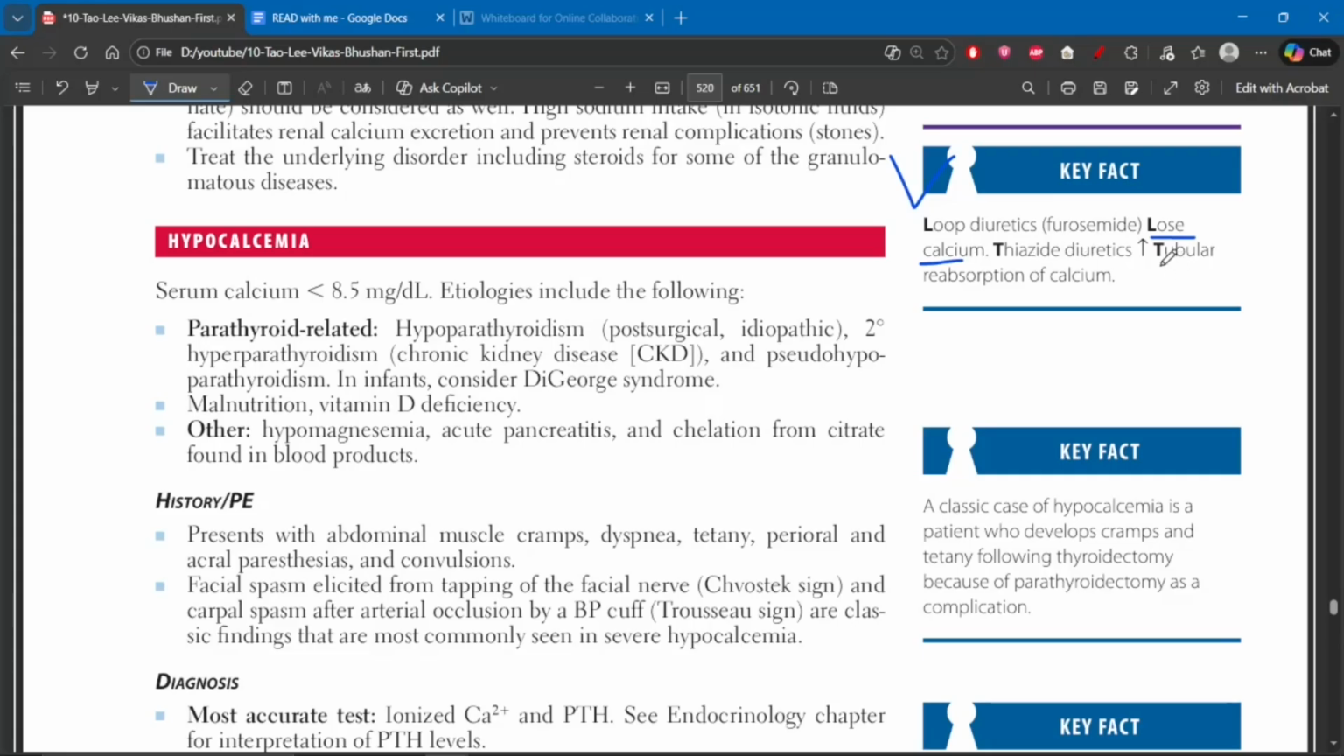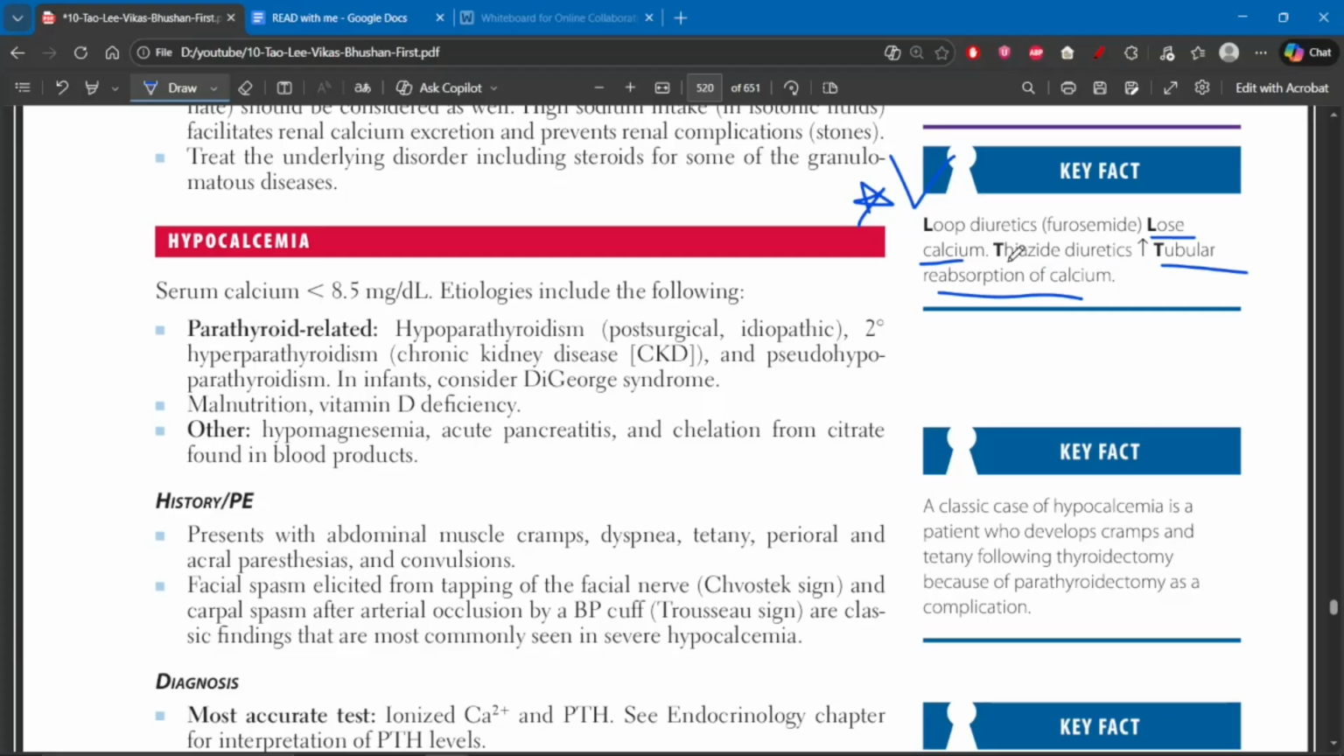Thiazide diuretics increase tubular reabsorption of calcium. Right, so the alphabet in itself is a mnemonic for you to remember that loop diuretics lose calcium. Loop diuretics lose calcium. Thiazide diuretics increase tubular reabsorption of calcium. So this is a short, simple mnemonic for you to remember the relationship of diuretics and calcium. So loop diuretics would cause hypocalcemia, and thiazide diuretics would cause hypercalcemia.